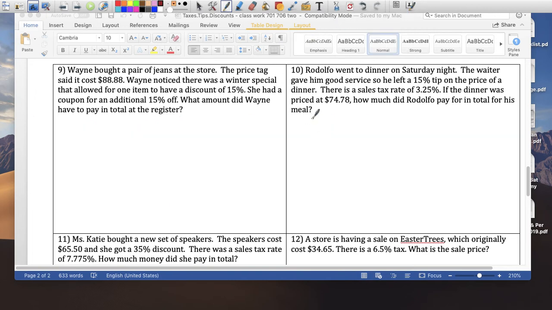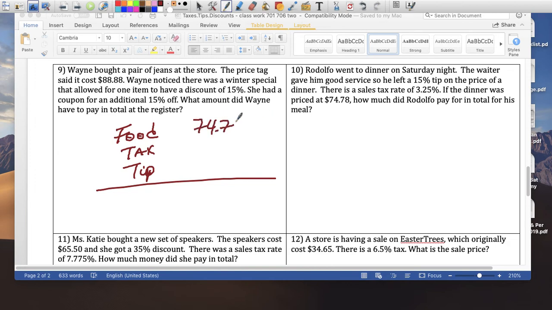10, Rodolfo. There's tax, there's tip, there's tip and tax, and no discount. The waiter gave him good service, so he left a 15% tip on the price of dinner. Okay, so for this one we need to do this: food, tax, and tip. There are no shortcuts in here. We have that the food was $74.78. This one we have to actually calculate individually.